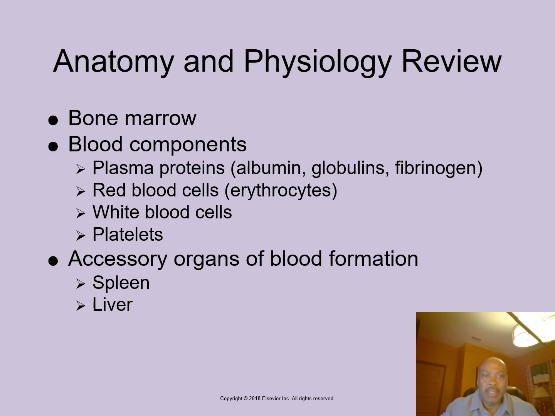So class, again, this is an overview, or a review, of anatomy and physiology of the hematologic system. We will be discussing bone marrow and also blood components such as plasma proteins, red blood cells, white blood cells, as well as platelets. And we will also discuss the accessory organs of blood formation, such as the spleen and the liver.